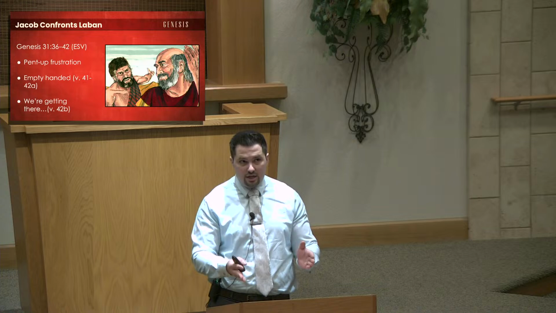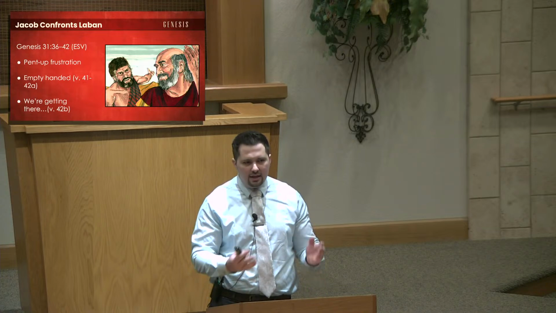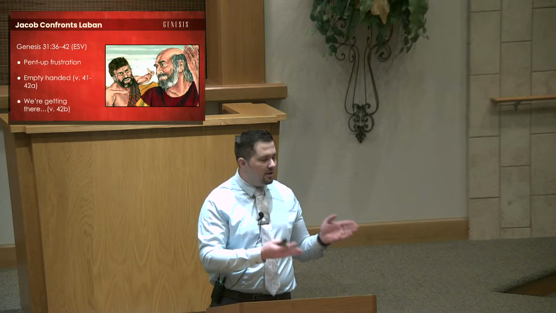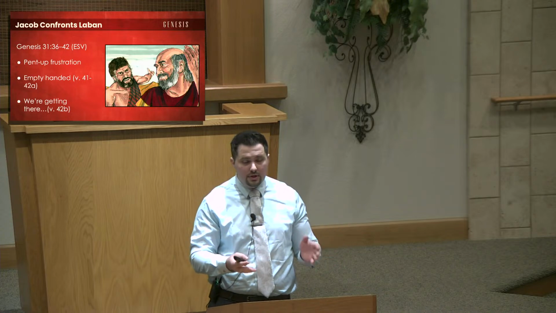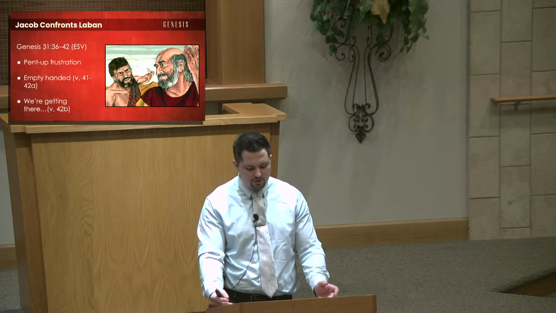If anything had ever gone wrong with the flocks, Jacob took responsibility for it. And then even at the end of it, they had entered agreement after agreement for the daughters and for the flocks. And Laban's conveniently not remembering those agreements. Laban's conveniently not honoring those agreements.